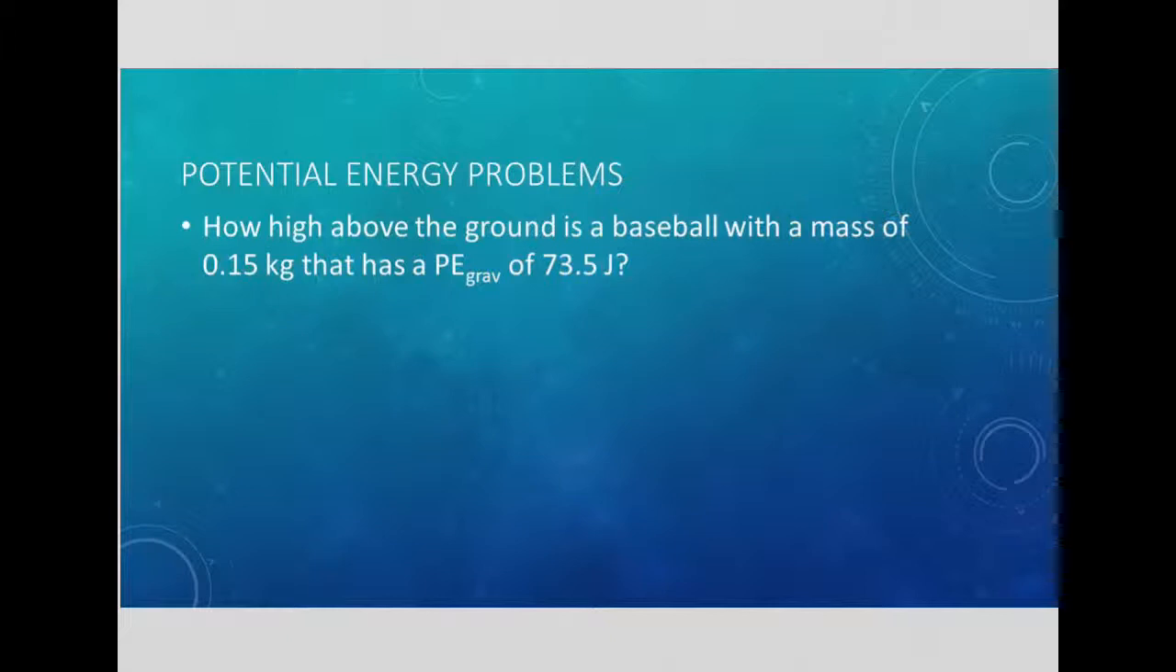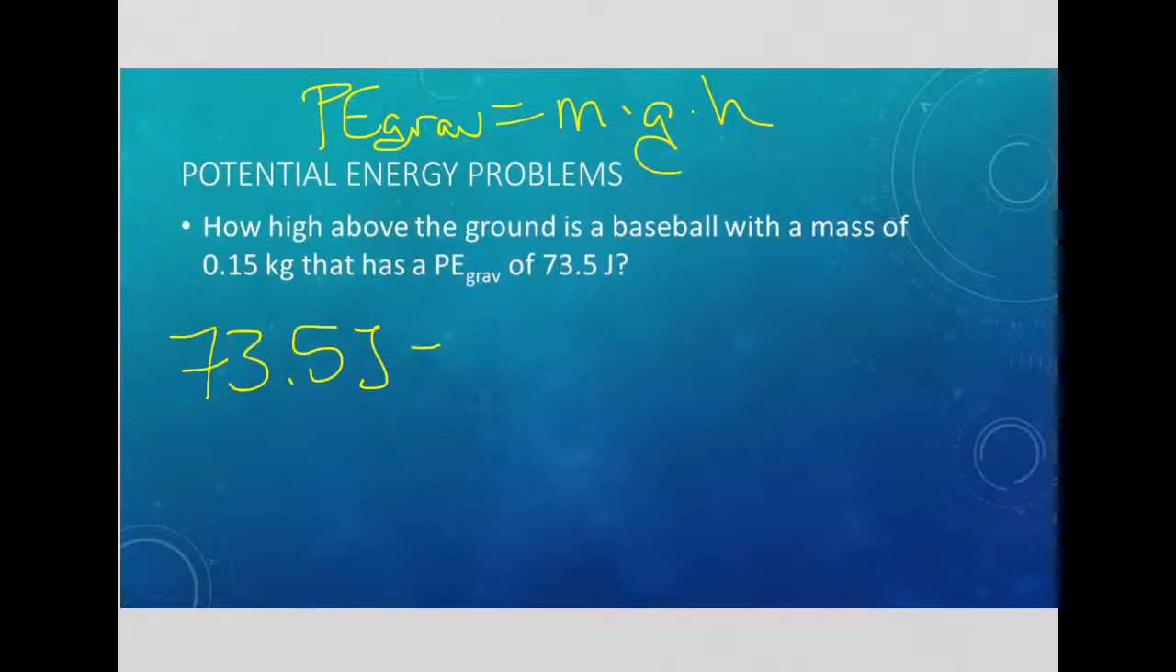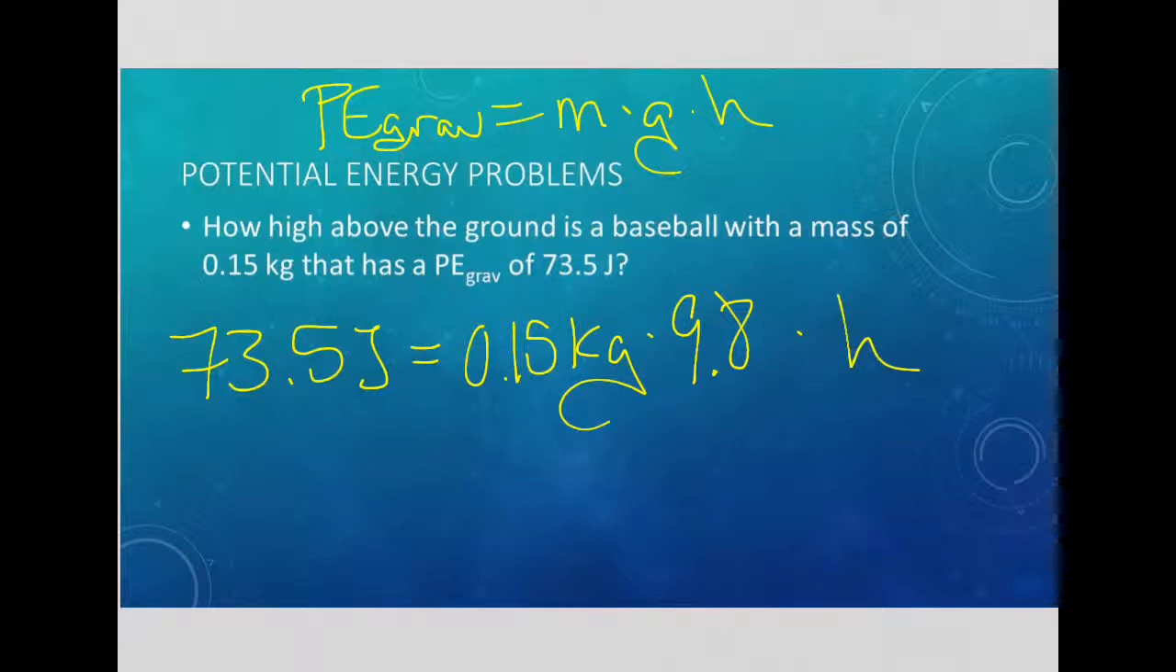How high above the ground is a baseball with a mass of 0.15 kilograms that has a PE grav of 73.5 joules? Okay, so here again our equation is PE grav equals mass times gravity times height. And so here we have 73.5 joules as our PE grav, equal to a mass of 0.15 kilograms times 9.8 for our gravity times our height, which is what we're solving for.